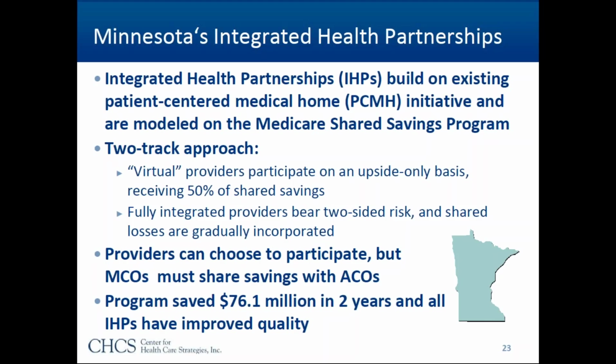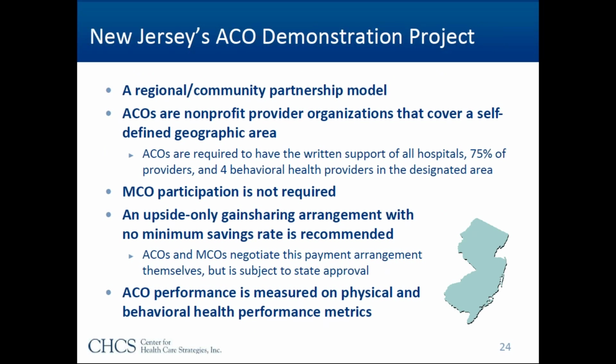This program has been very successful. It saved $76.1 million in 2 years, and every single IHP has improved quality over this time and performed well on their quality metrics. New Jersey's ACO demonstration project just launched last year, so there are no results yet, but it is based on a regional community partnership model. It is a geographically based model based on zip codes in the state of New Jersey, and they are nonprofit provider-led organizations that cover a self-defined geographic area. The ACOs select the zip codes that they're responsible for.